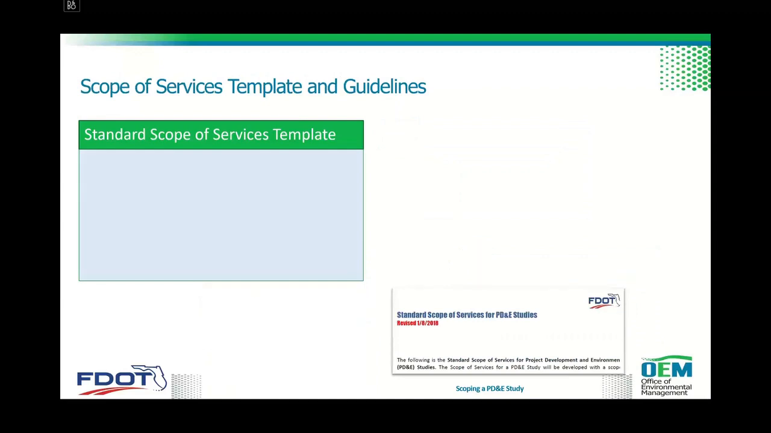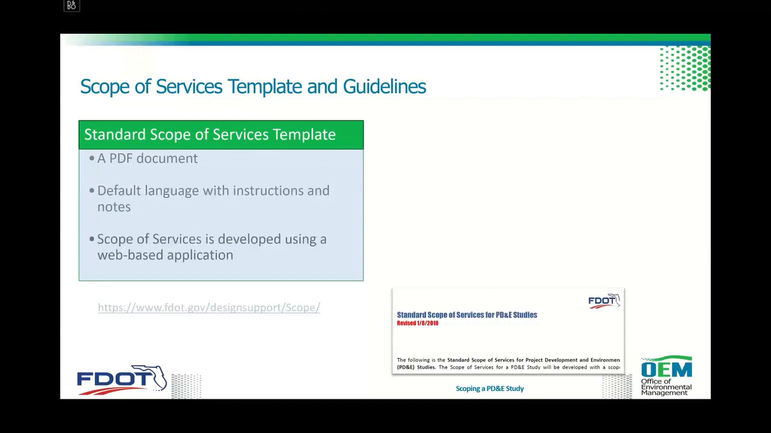So we have available a scope of service template, and there are guidelines available also on both OEM's website and the project production support website under the Office of Design. The standard scope of services template is a PDF document. The PDF document is produced and includes default language with instructions and notes.